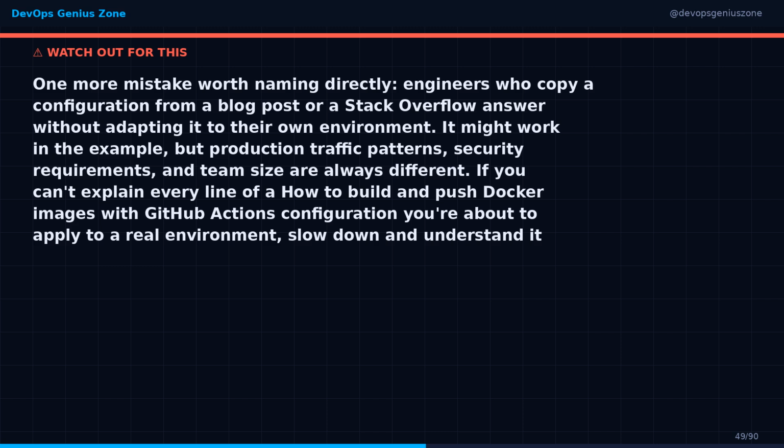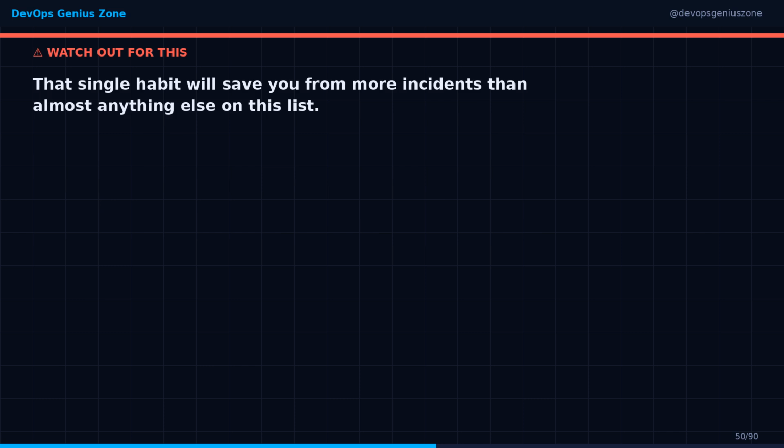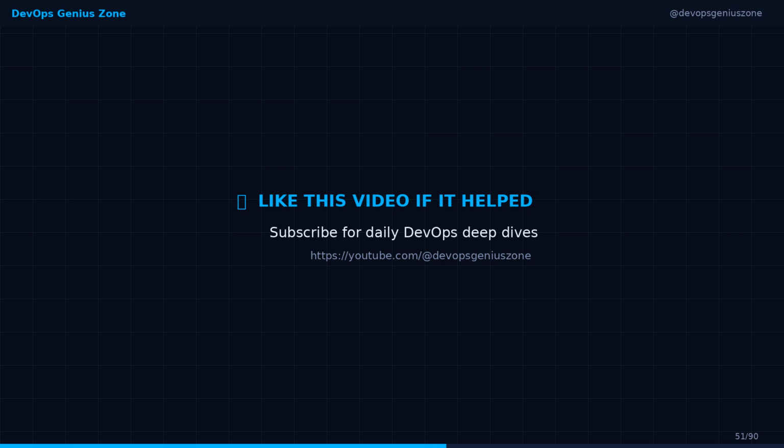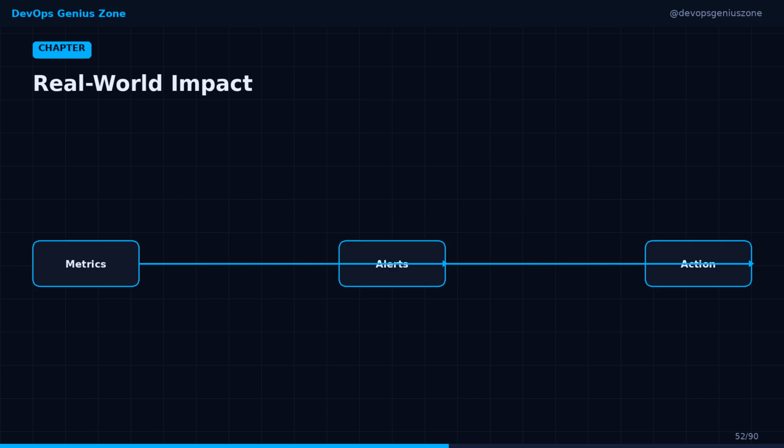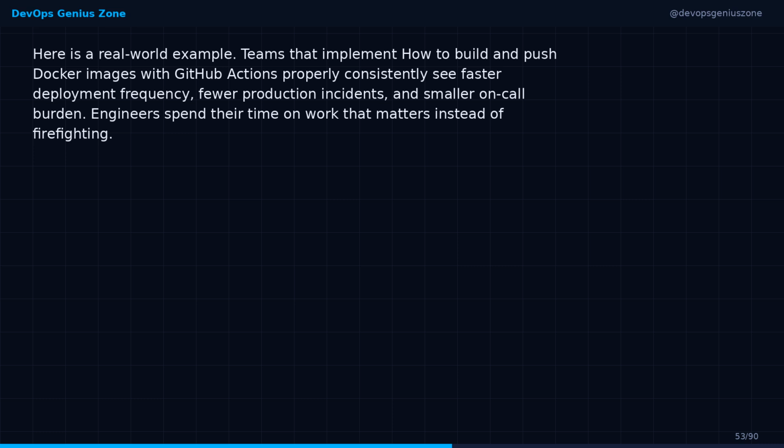Here is a real-world example. Teams that implement how to build and push Docker images with GitHub Actions properly consistently see faster deployment frequency, fewer production incidents, and smaller on-call burden. Engineers spend their time on work that matters instead of firefighting. I recall a team at a logistics company that adopted how to build and push Docker images with GitHub Actions and reduced their mean time to recovery by 80%. That's the kind of impact we're talking about. A gaming company cut their cloud bill by 40% after properly tuning their how to build and push Docker images with GitHub Actions setup.